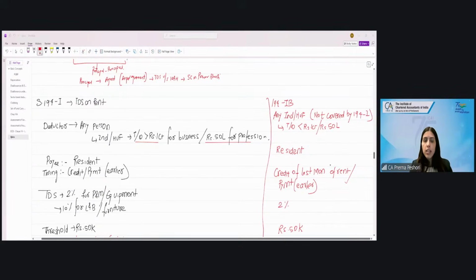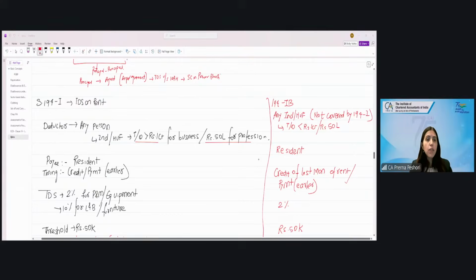And here, what is the timing of the deduction? Timing of deduction is at the time of credit of the rent for the last month, or the payment, whichever is earlier. So credit of the rent for the last month of the previous year, or in the last month of tenancy if the property is vacated during the year, or at the time of payment, whichever is earlier.